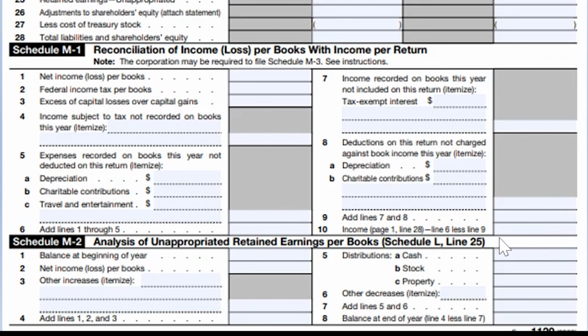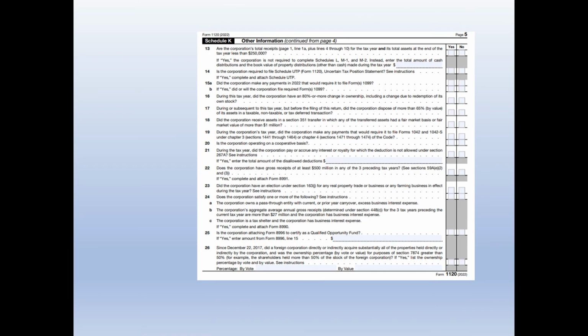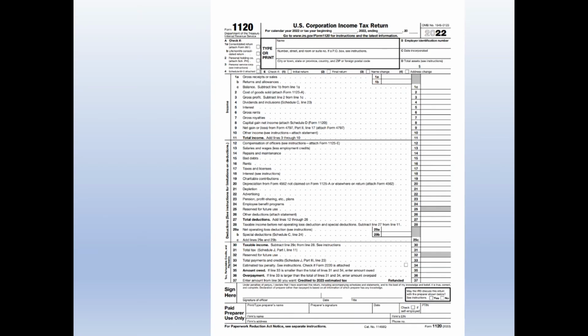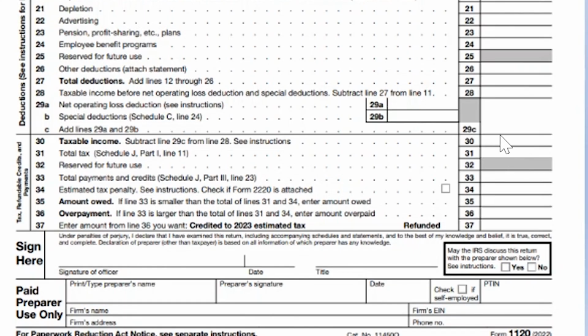So ultimately, after you go through these exercises, on line 6, this number is going to be your taxable income, which will tie to page 1, line 30 right here. This number will tie to your Schedule M-1.